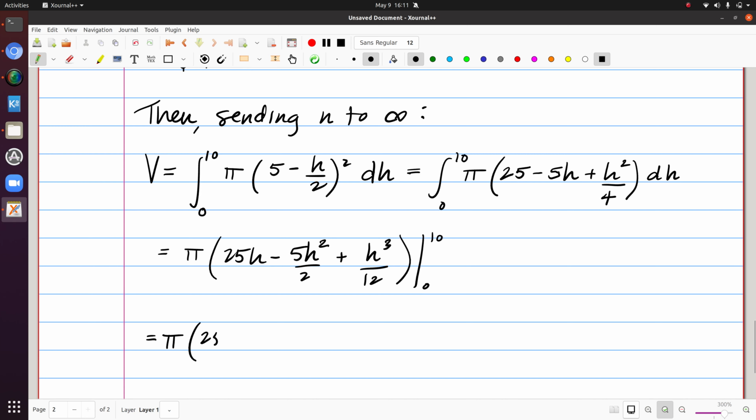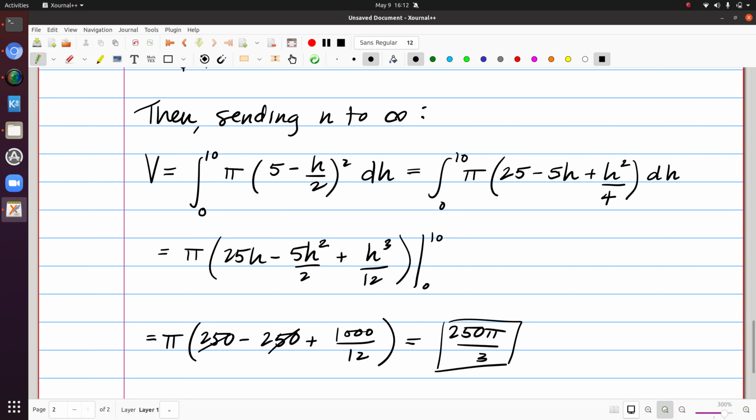So this is going to be 250, and this is going to be, let's see, 5 times 100 over 2, so 250. So those are going to cancel. And we're going to get 1,000 over 12. And 1,000 divided by 4 is going to be 250, so we get 250 pi over 3. So there we get our volume, having constructed an integral.